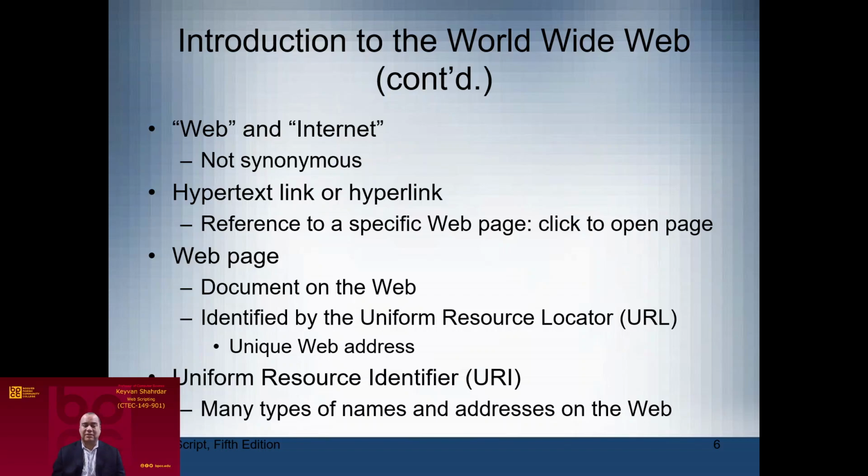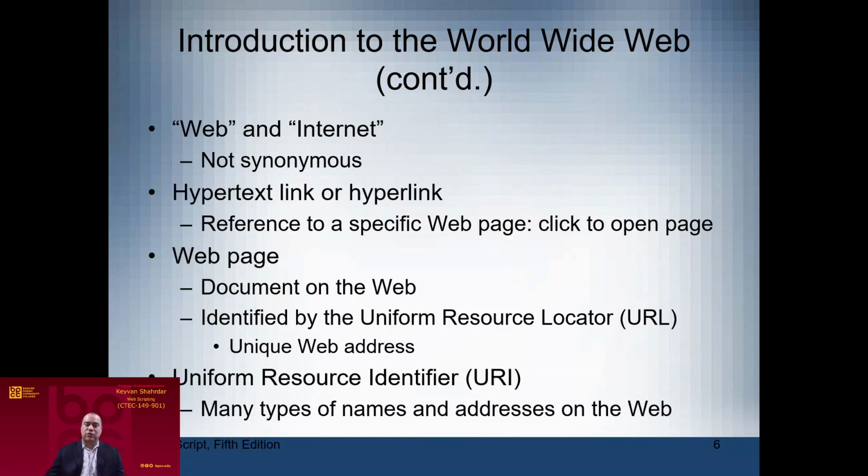A hypertext link or hyperlink is a reference to a specific web page. You click to open the page. A web page is a document on the web. It's identified by the Uniform Resource Locator, or URL, and it has a unique web address. And we will delve into this just a little bit more. Right now, you're really used to typing in something like www.yahoo.com or google.com. Well, there's a number behind that, and that's called an IP address. So we go into these public IP addresses and it gets us to those web addresses.